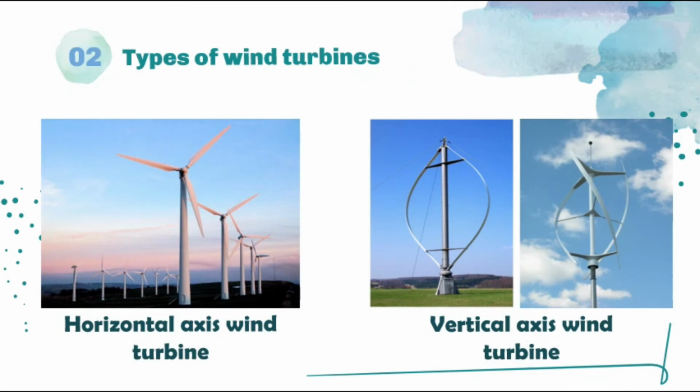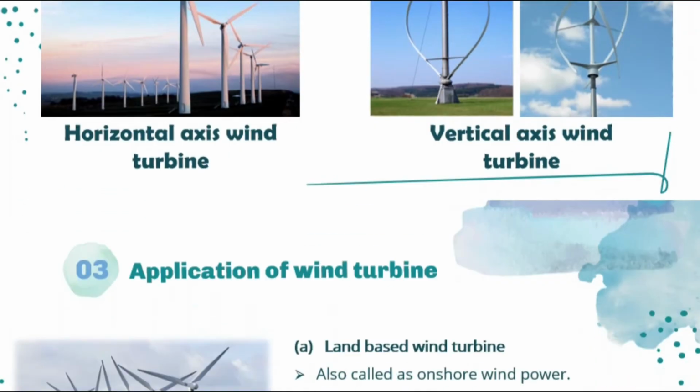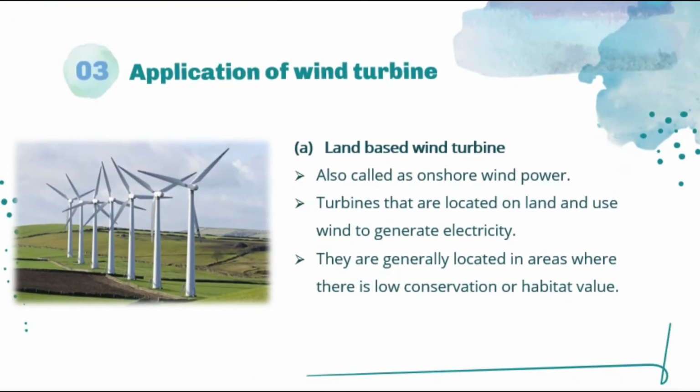Types of wind turbines. We have two types of wind turbines: vertical axis wind turbines and horizontal axis wind turbines. Application of wind turbines.